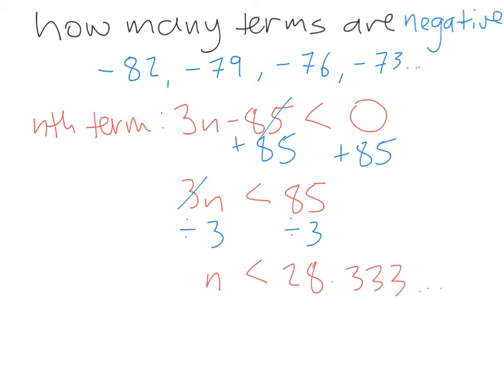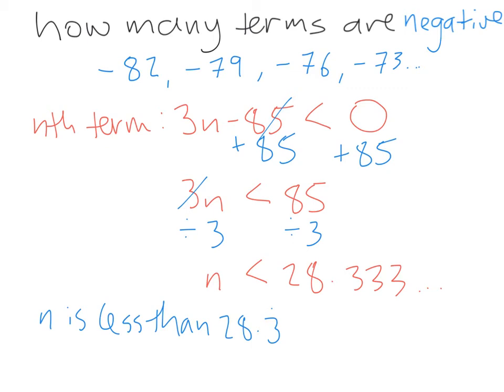I do not need to flip the inequality sign as I did in the last example, because I've divided by a positive number here. In the last example I divided by a negative number and then the inequality sign flipped, but we don't need to do that with this one. Now what does this mean in words? This means n is less than 28.3 recurring.